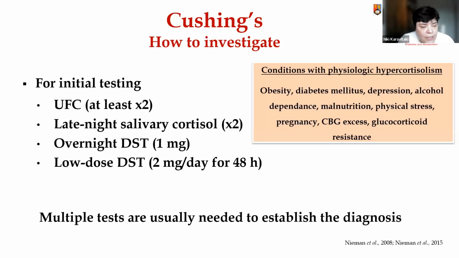include measuring urinary free cortisol, 24-hour urine free cortisol. I would go with at least 2 collections, given the variability of the cortisol secretion. Late night salivary cortisol nowadays, much less blood cortisol, late night blood cortisol, again, at least 2 samples. We have the overnight dexamethasone test. We have the low dose dexamethasone test. And as we will see later, multiple tests are usually needed to establish the diagnosis.